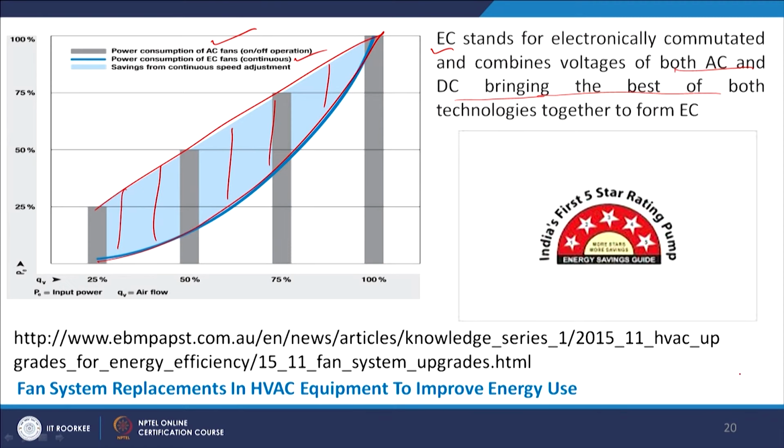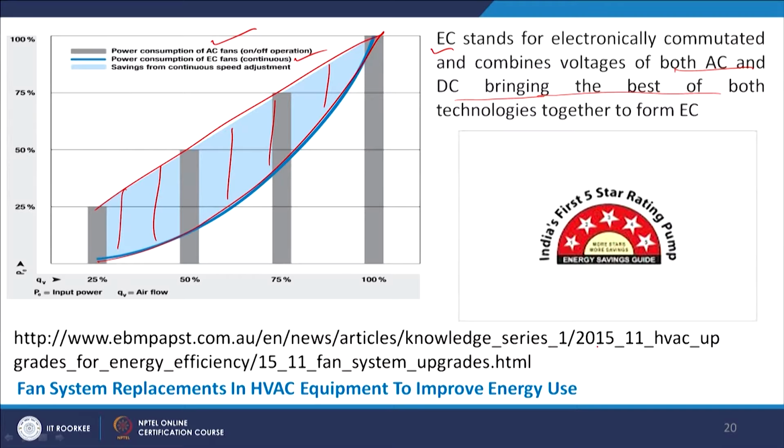Another thing we are talking about is regulations and guidelines. In that aspect, the Government of India has taken initiatives. The Bureau of Energy Efficiency has been created, and nowadays some regulations are also available. You see here India's first 5-star rating pump. All electronic appliances have been given a star rating. Below 3 star, it is not supposed to be used in houses, and it is not allowed in government buildings and many other applications.